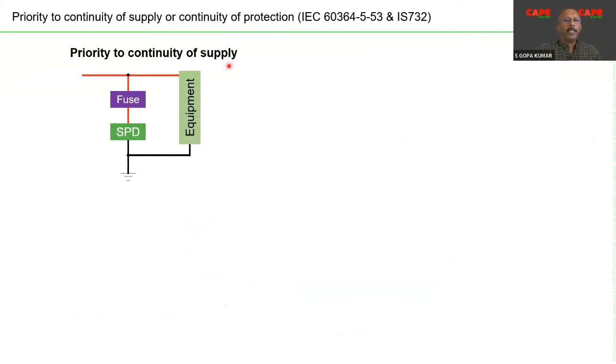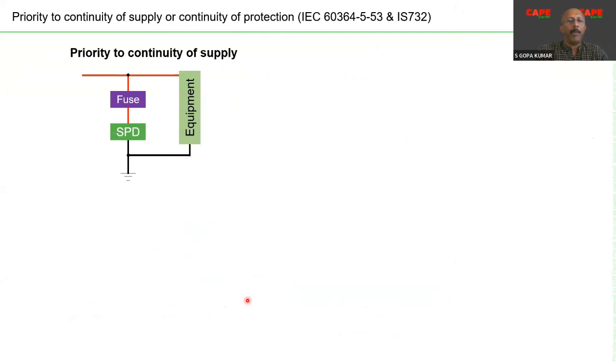Now, the next interesting subject, priority to continuity of supply or priority to continuity of protection. Actually, this is a very tricky subject. It is easy to understand, but a little bit tricky. It is one of the very important subjects with respect to the safety of SPD, because every SPD at the end of life may create a short circuit.